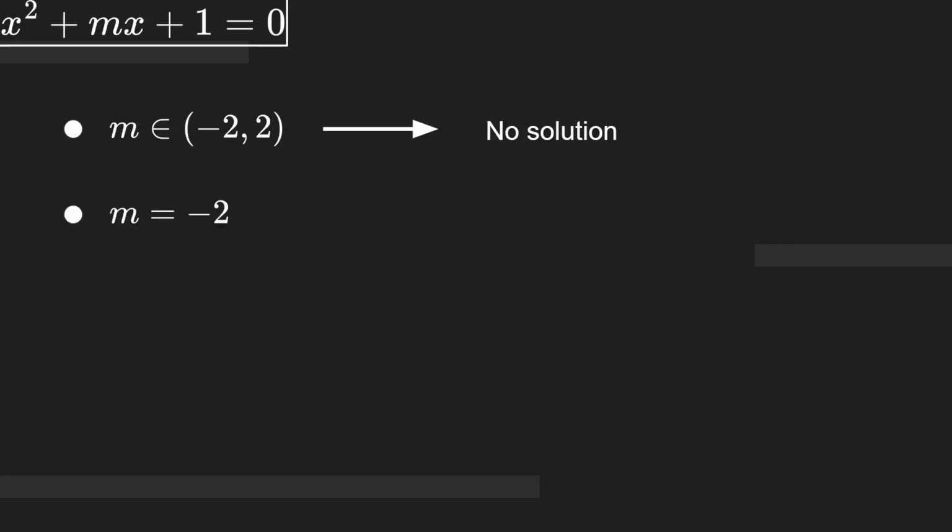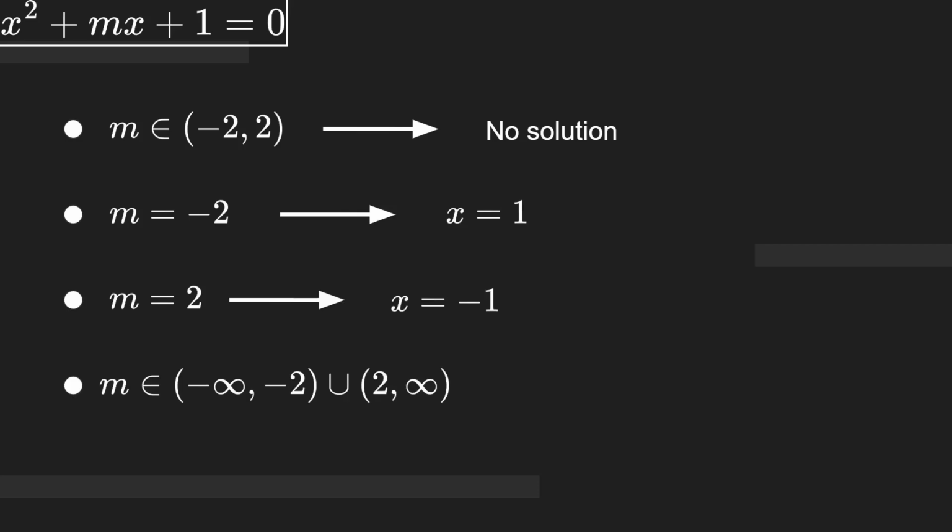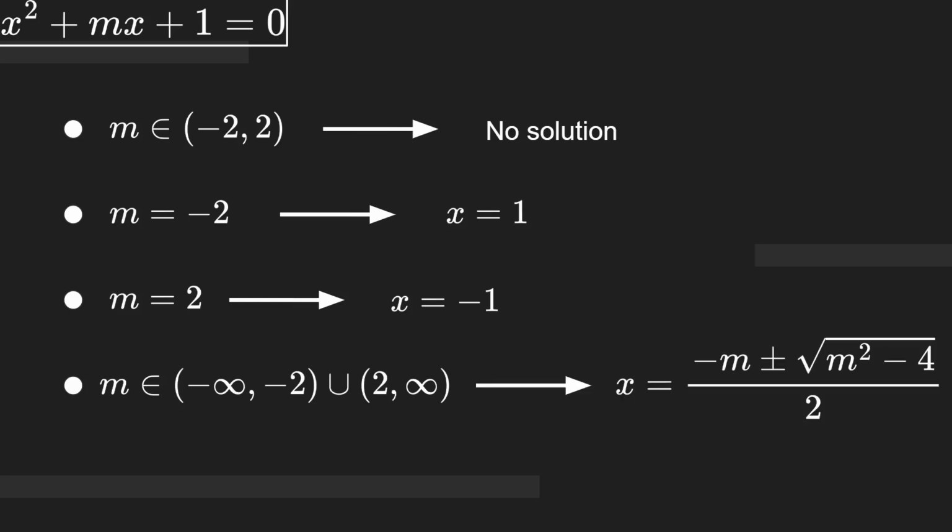Now, to sum it all up, if m belongs to the open interval from negative 2 to 2, then we have no solution. If m is equal to negative 2, then we get one solution, x equals 1. And if m equals 2, then we get again one solution, x equals negative 1. Finally, if m belongs to the open interval from negative infinity to negative 2, union the open interval from 2 to infinity, we get two solutions, x equals negative m plus minus the square root of m squared minus 4 over 2.